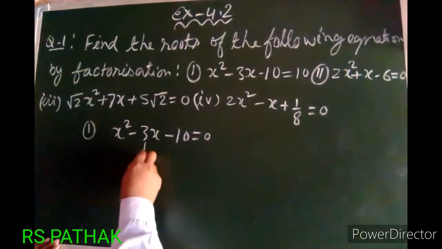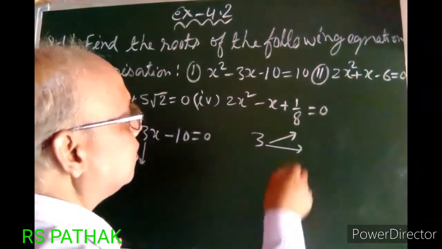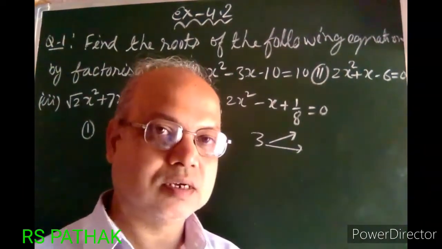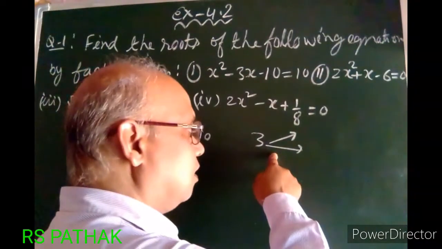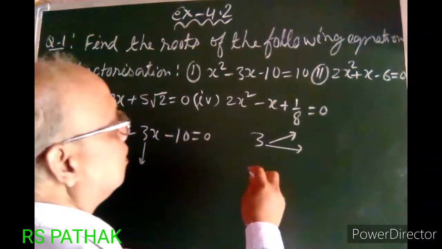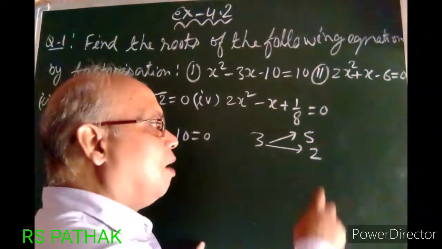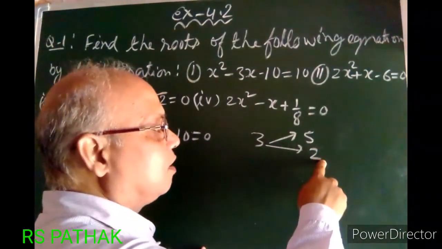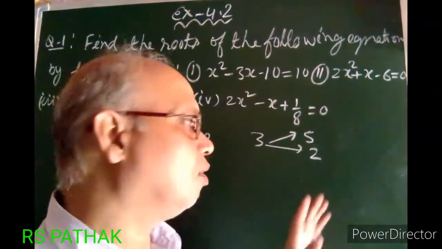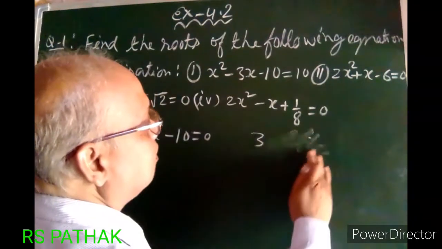You have to break 3 into two numbers in such a way that after adding or subtracting the two numbers, the result will be 3, and after multiplication, the result will be 10. That number will be 5 and 2. From 5, 2 will be subtracted, the result will be 3, and after multiplication of 5 and 2, the result will be 10. Therefore, 3 will be split into two parts such as 5, 2.